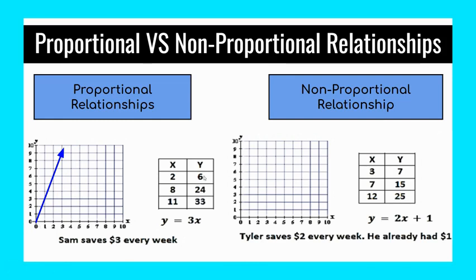You could also tell it's proportional because we do y over x. 6 over 2 simplifies to 3. 24 divided by 8 is 3. 33 divided by 11 is 3. I got the same number every single time.